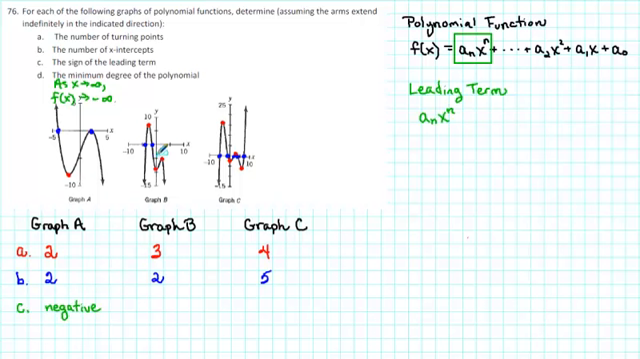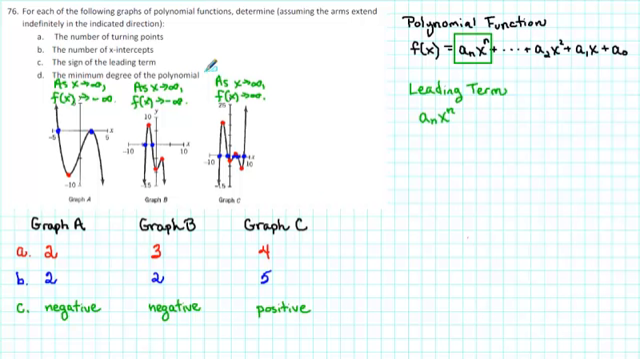For graph B, we also see that as x goes to infinity, the function decreases without bound. Therefore, the sign of the leading term for graph B is also negative. For graph C, we see that as x increases without bound, the values of the function also increase without bound. In order for that to happen, the sign of the leading term must be positive.